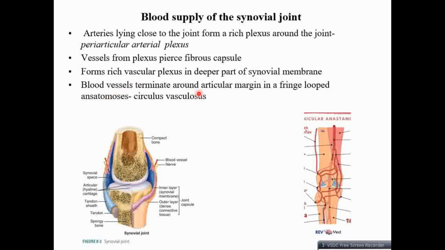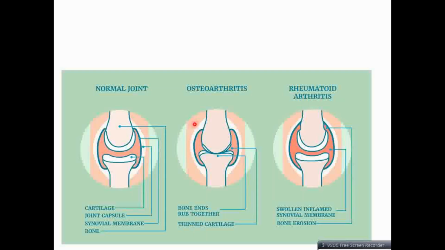The blood vessels terminate around the articular margin in a fringed looped anastomosis, and that anastomosis is called circulus vasculosus. And I have told you what happens to the blood from there. The blood plasma will be filtrated, or dialysed, through the synovial membrane, which acts as a dialysing membrane. It will enter inside and, along with the hyaluronic acid, form the synovial fluid. So it supplies the capsule, synovial membrane and epiphysis.